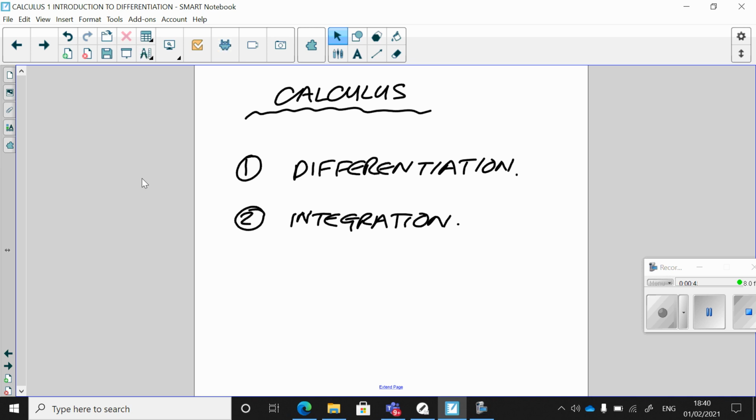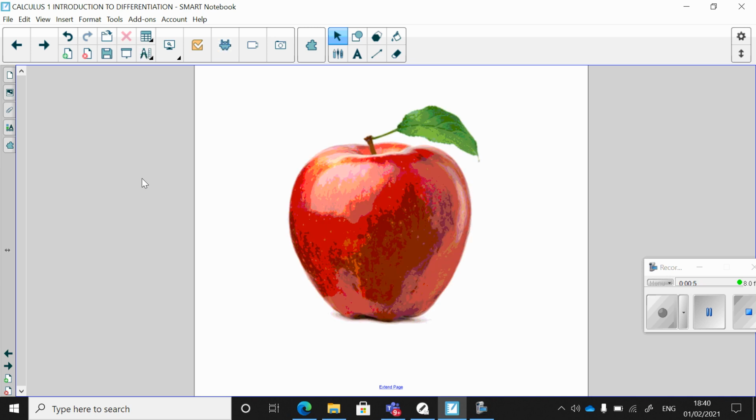Like I said earlier, calculus is absolutely massive. You can liken it to an apple. So here's calculus, it's an apple, even though some people say calculus comes from the Latin word for pebble. But don't try and bite that pebble.